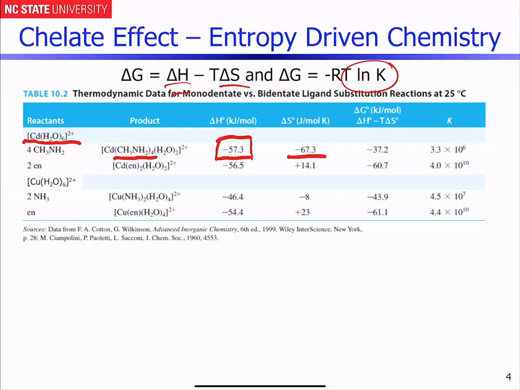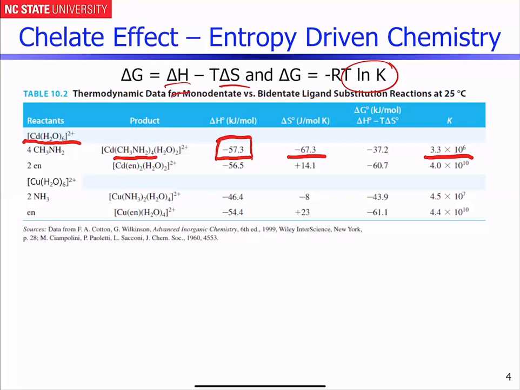Because obviously if the sign of delta S is negative, that effectively makes the minus T delta S a positive T delta S, and that actually is making delta G more positive. But the reaction is still favored, and the equilibrium constant for that is 3 times 10 to the 6.